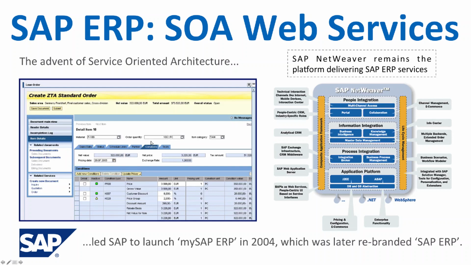So for example, people integration: creating a portal for people to use to access the software, and multi-channel access via different types of communications. All of that is set up in people integration. Information integration sets up business intelligence. It allows you to do analytics, but it also manages master data.